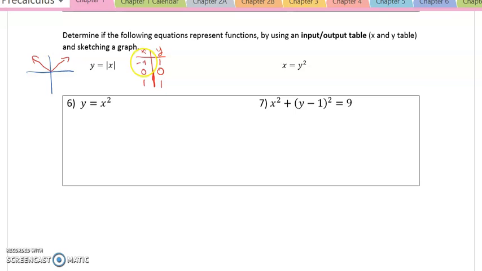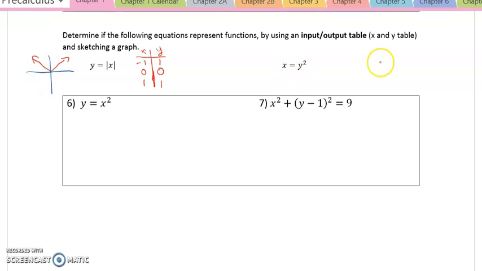So every input has exactly one output, right? Plugging in -1 is never going to give me anything other than 1. So this would be a function by definition. And also we can see from that graph that it is going to pass our vertical line test.